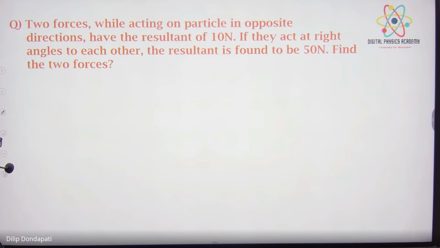Two forces acting on a particle in opposite direction have the resultant 10 newtons. If they act at 90 degrees, the resultant is 50 newtons. Find the two forces. Two cases are given.